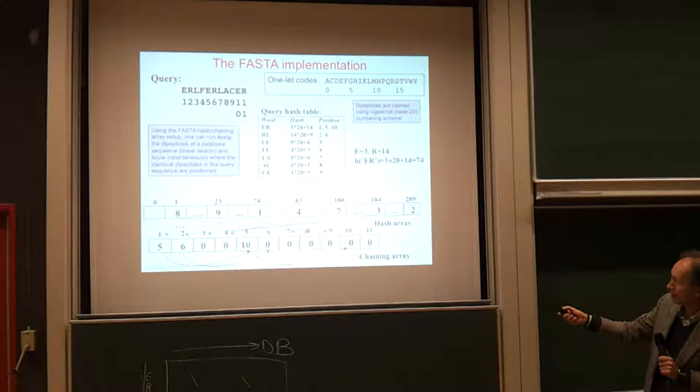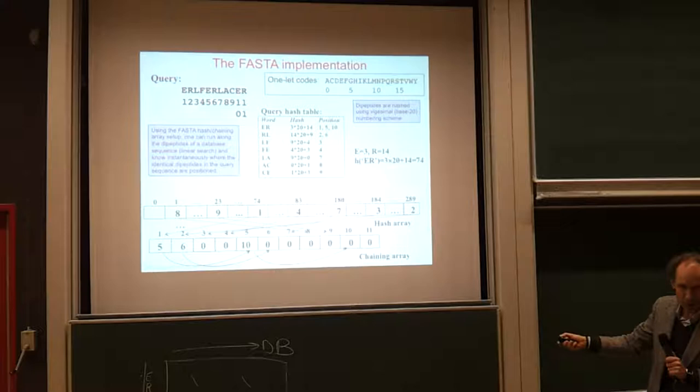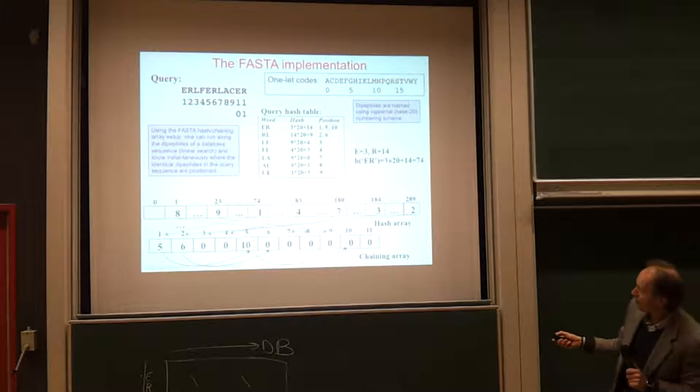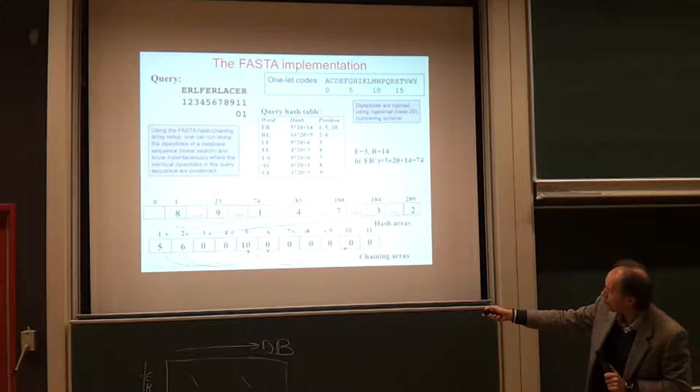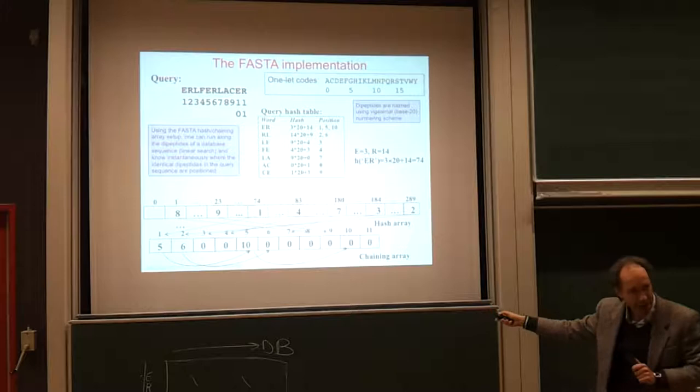What do you find? 1, what is this 1 you think? It's the first position. But that's not enough. You need also to store 5 and 10 somewhere, right? Because this one is repeated. So this is how these people did it. FASTA people, you can do this in many different ways. But they have this array with the addresses. And then when you get an overflow and there is more than one address, they have another array where they store the other addresses. How does that work?